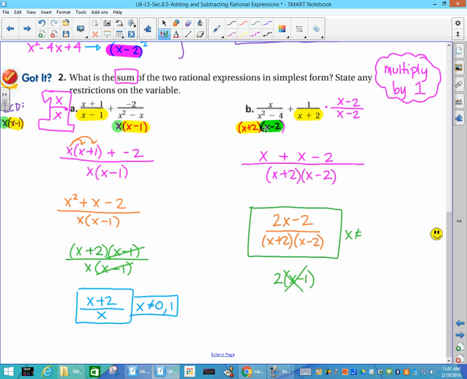But this, we still have to state our restrictions. And our restrictions going back to my denominator is x cannot be plus or minus 2. Y'all are pretty good about that. Okay, so on to the next page.